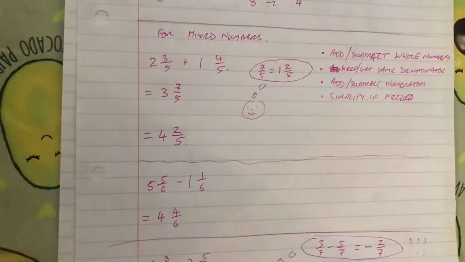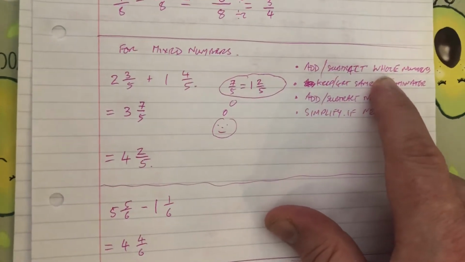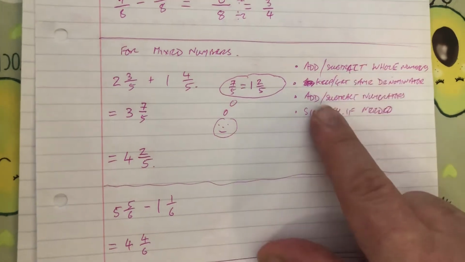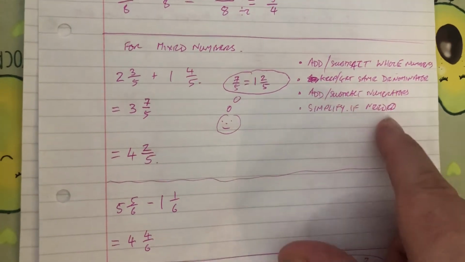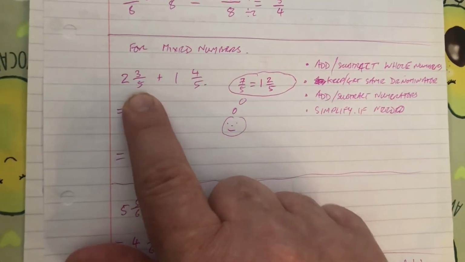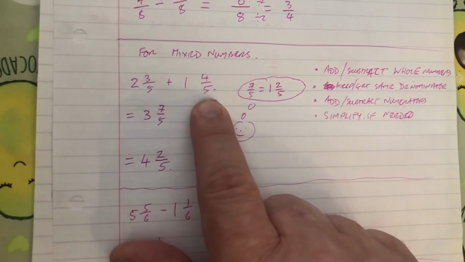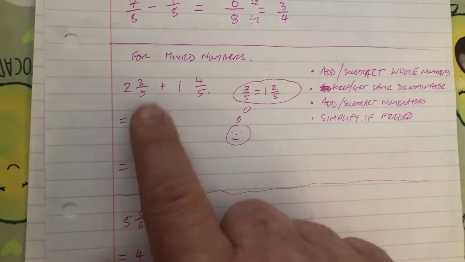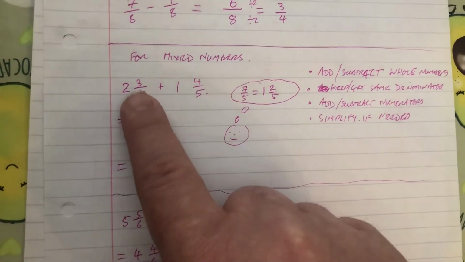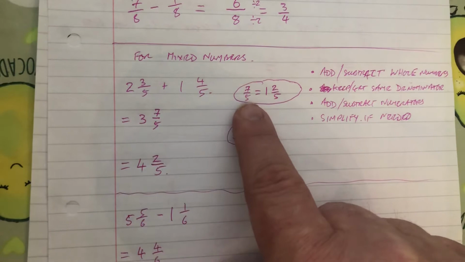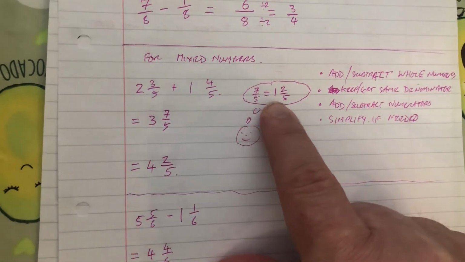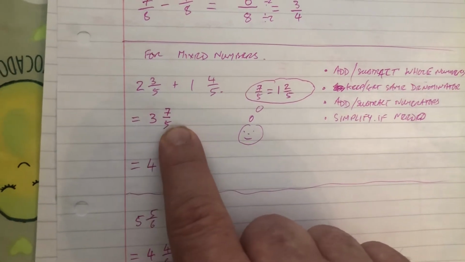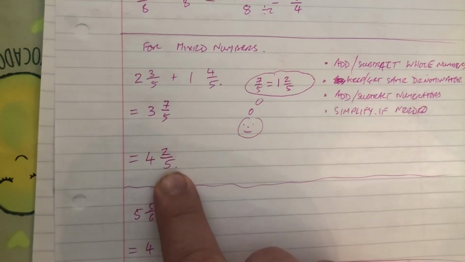For mixed numbers, you add or subtract the whole numbers, and then you basically do what we did above. So you keep or get the denominators the same, add or subtract the numerators, and simplify if needed. So this one, we've got 2 and 3/5, add 1 and 4/5. So 1 add 2 is 3, and common denominator, 3 add 4 is 7. Thought bubble, 7/5, as we did last week, is 1 and 2/5. So we had 3 add 1 and 2/5 is 4 and 2/5.